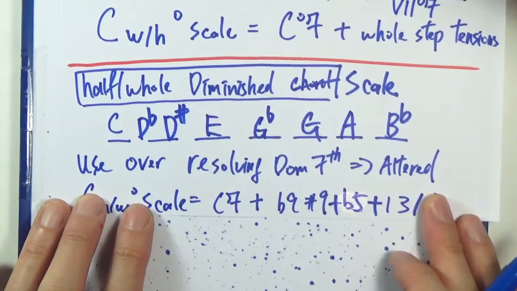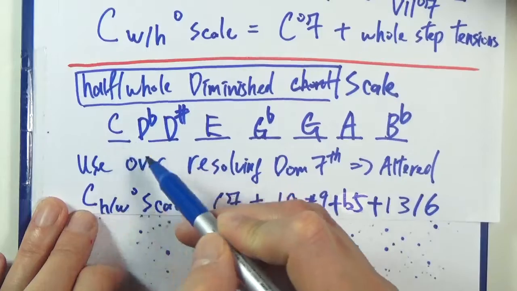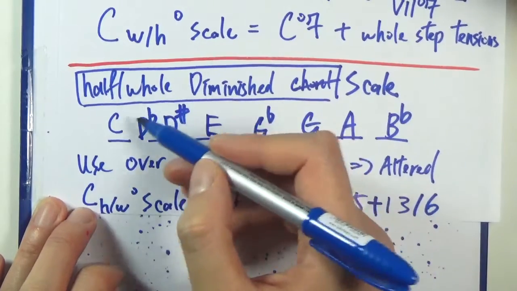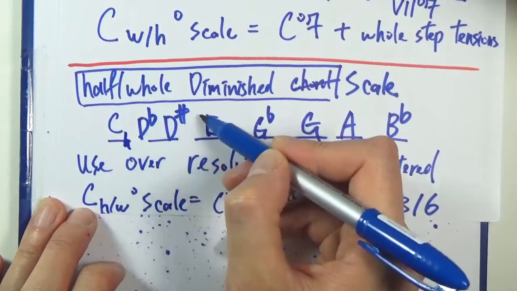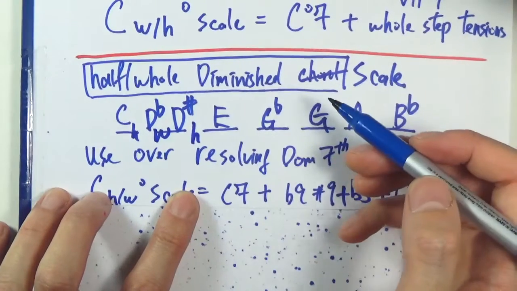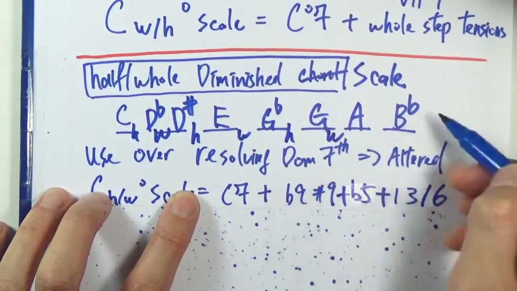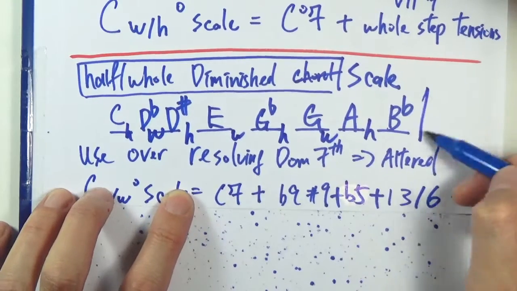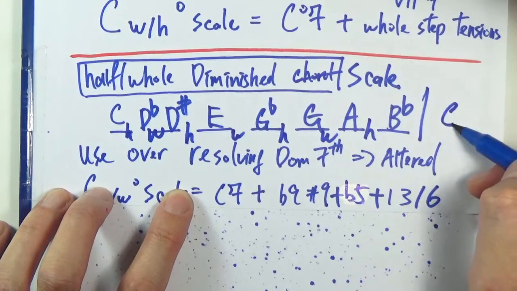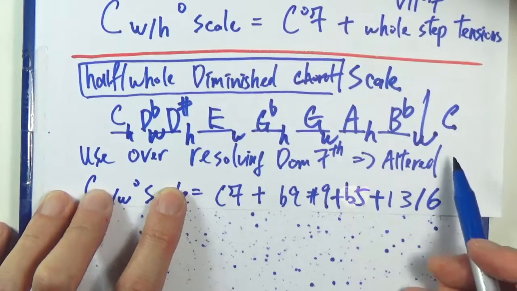Let's verify if we are correct by looking at the intervals. It's supposed to be a half whole, alternating. So C, D flat, that's half. D flat to D sharp, that's whole. D sharp to E, half. E to G flat, that's whole. G flat to G, half. G to A, whole. A to B flat, half. B flat to C, that's a whole step. So half whole, half whole, half whole, half whole, we're good.